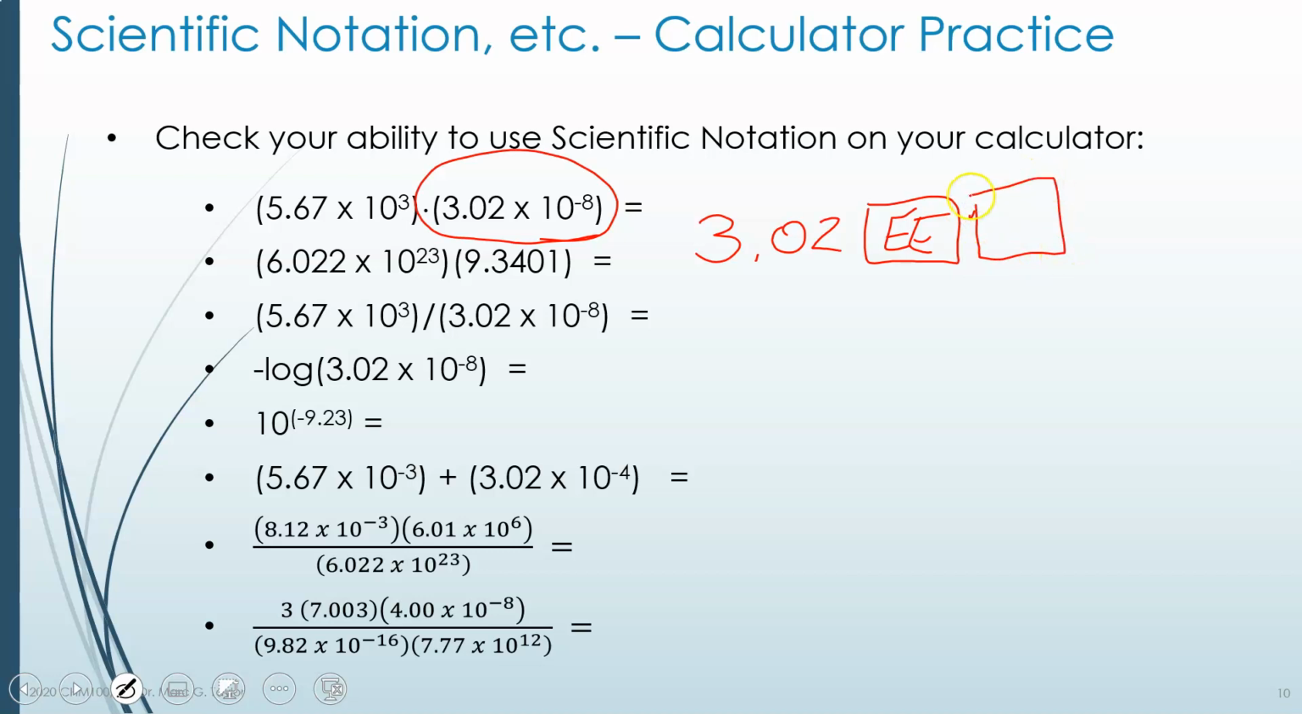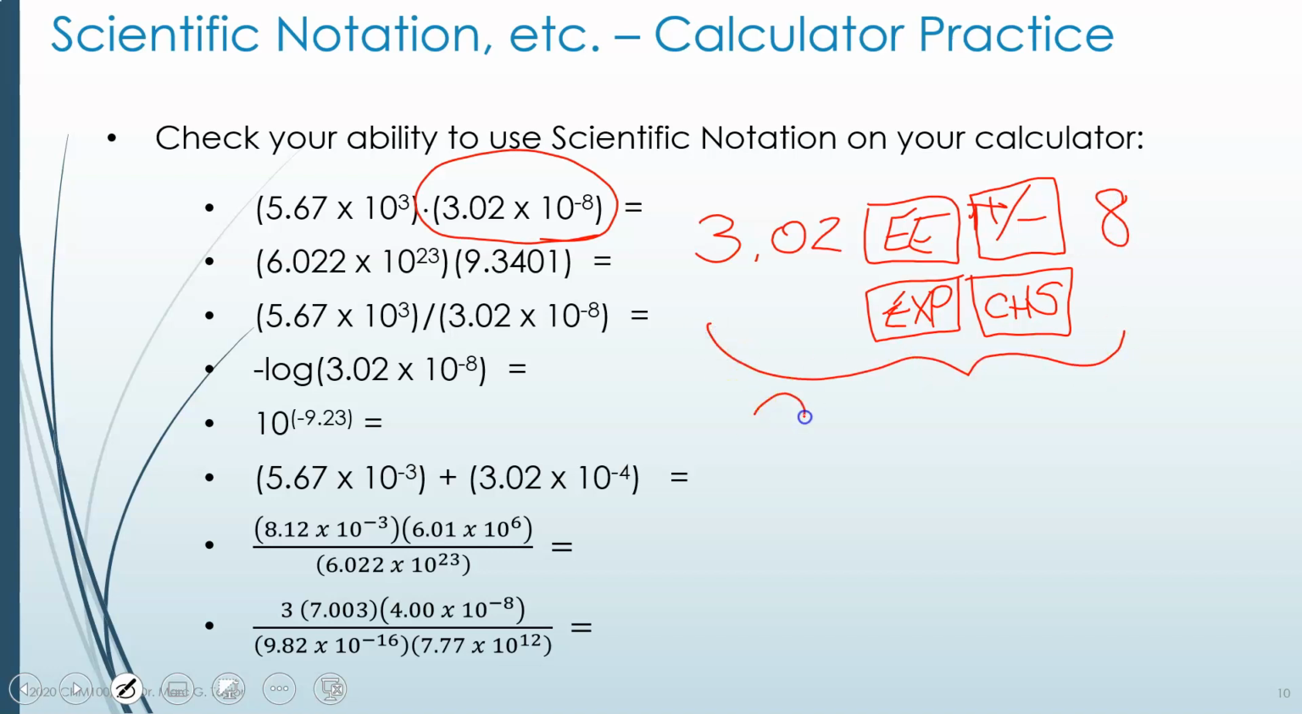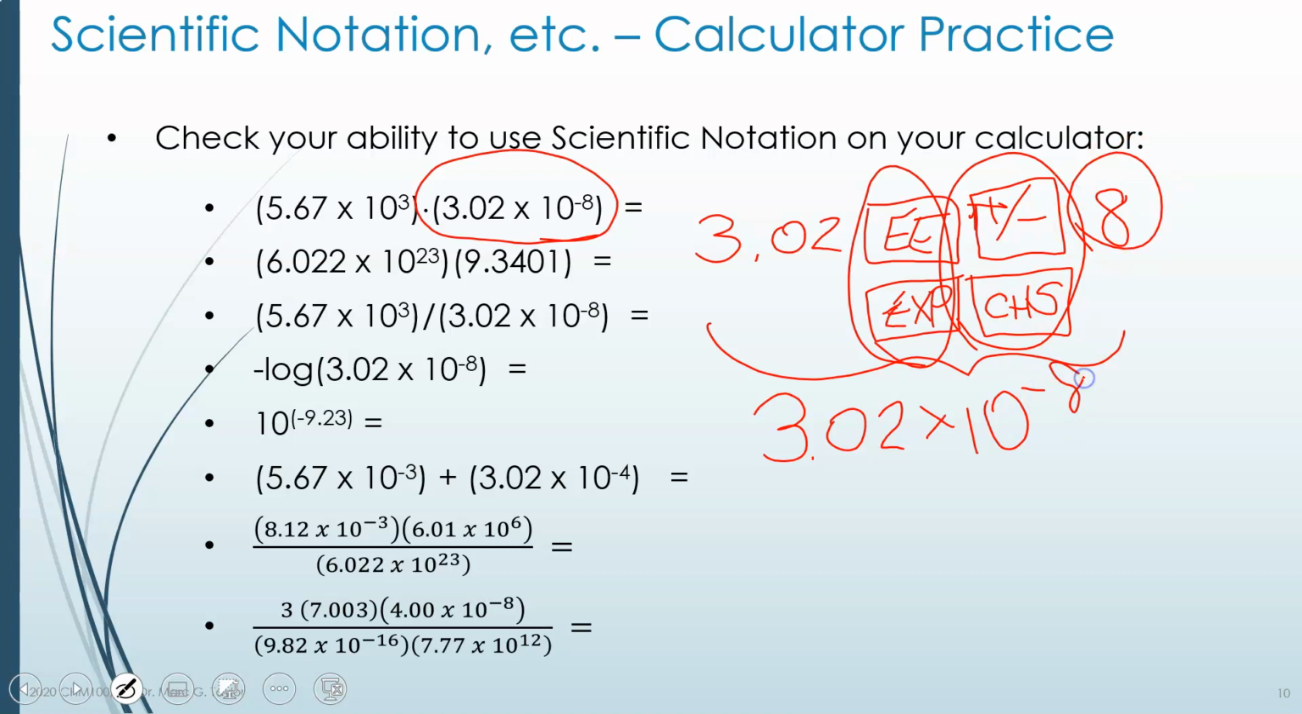Your calculator should have a button that looks like one of two things. The EE button could also be an EXP button, and pardon my penmanship here. This could look like a plus/minus button. On some of the fancier calculators, it will say CHS. That means change sign. In other words, change it from positive to negative, or from negative to positive. And then you would type in the 8. This tells the calculator that you mean 3.02. This button means times 10 to the something, this means negative, and this, of course, means 8. And that's how you represent it.